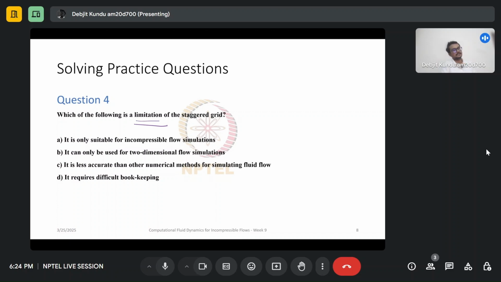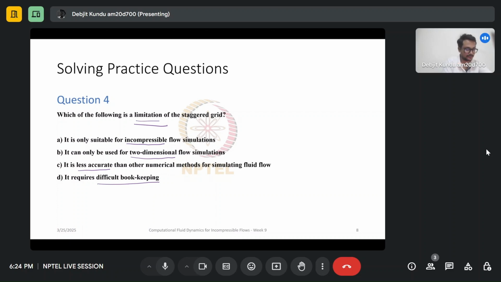Which of the following is a limitation or the disadvantage of using a staggered grid? Is it option A, it is only suitable for incompressible flow simulations? Is it option B, that it can only be used for two-dimensional flow simulations? Is it option C, that it is less accurate comparatively than other numerical methods? Or is it option D, that it requires difficult bookkeeping?